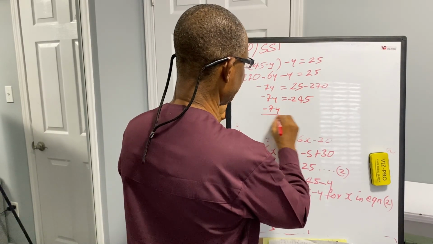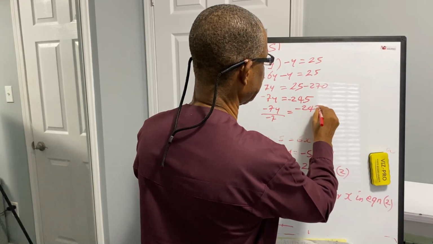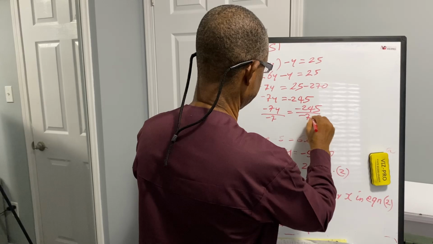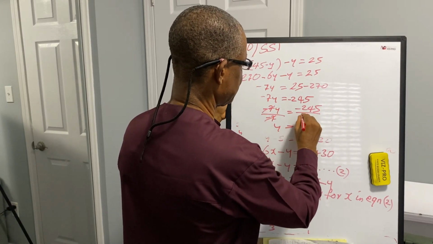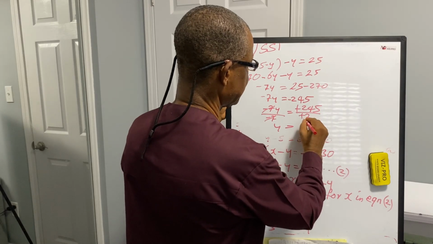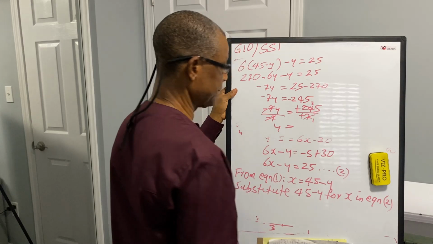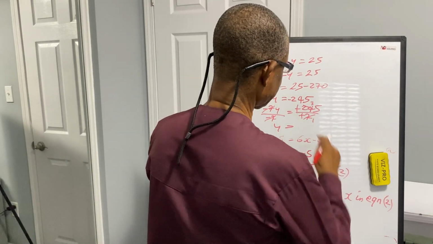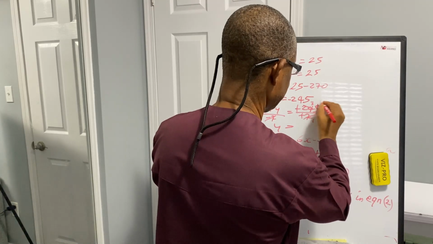Minus 7Y divided by minus 7 is equal to minus 245 divided by minus 7. Minus 7 cancels minus, so Y is equal to 245 divided by 7. 7 into 24 is 3, 3 times 7 is 21, remainder 3. 35 divided by 7 is 5.